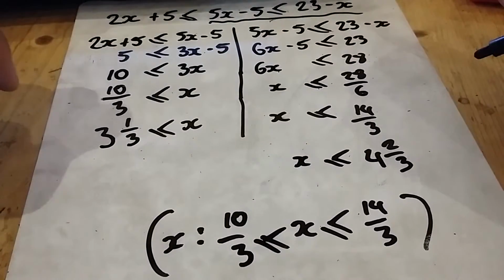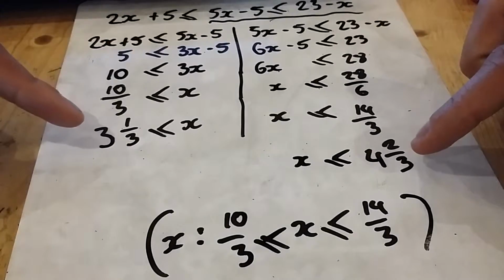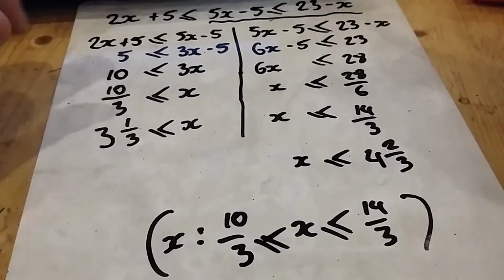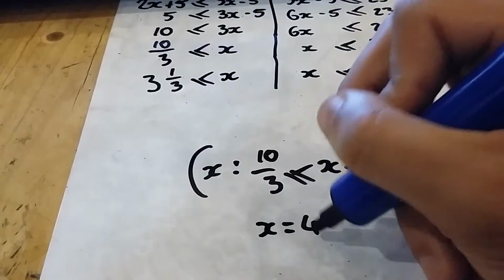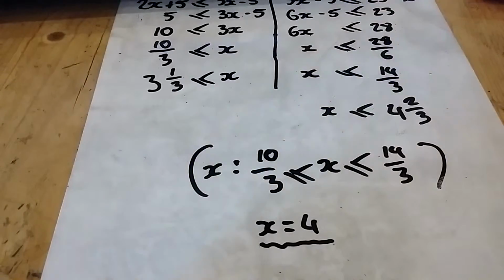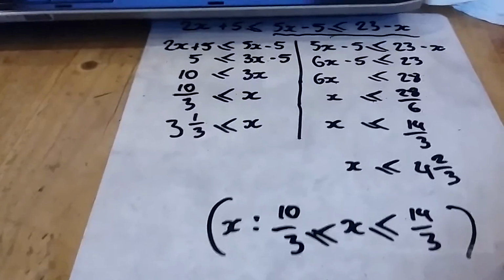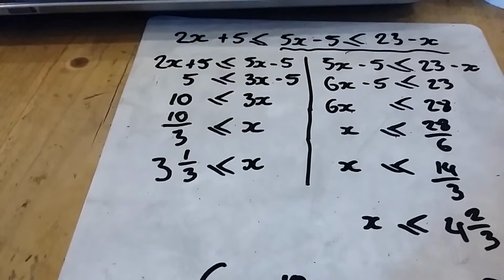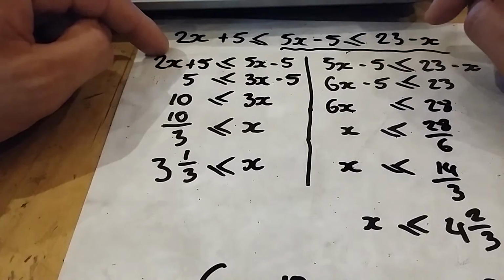Now, let's pick a number between there. So we've also got them as mixed numbers as well. So a number between 3 1/3 and 4 2/3. Well, let's pick 4 just to check. So let's say x is 4. Okay. So to check if we are correct, we can now substitute x is 4 back into our original 3 expressions. So x is 4.